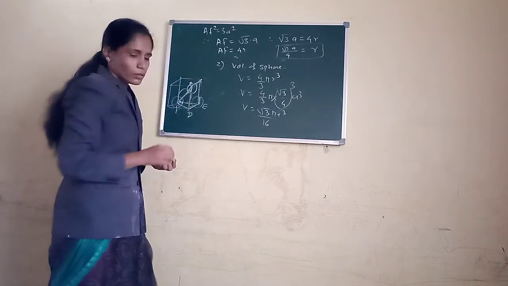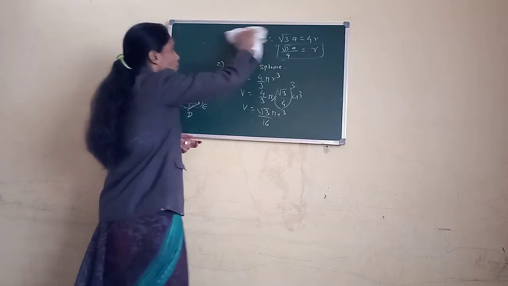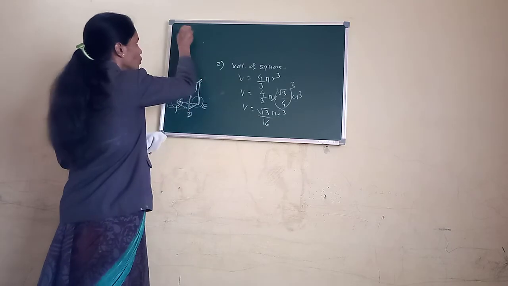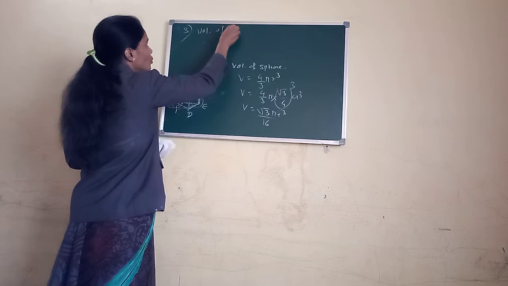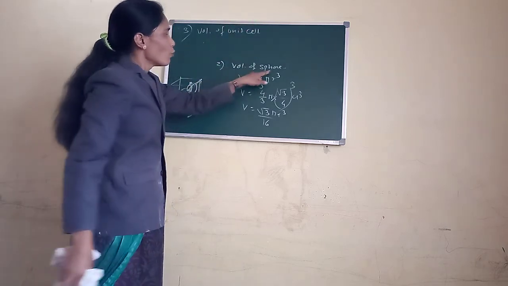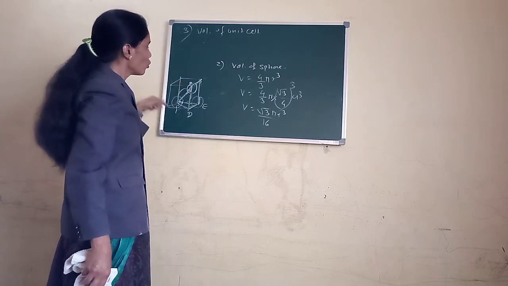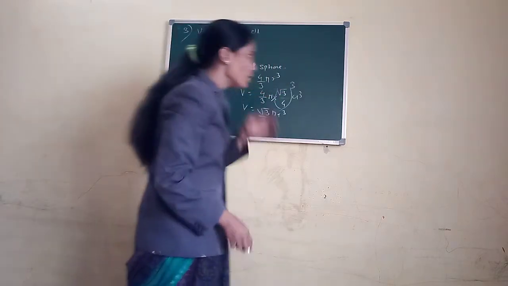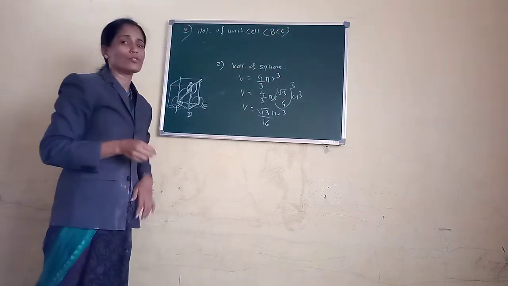Again, third step is to find out the total volume of unit cell. Second is volume of only one sphere, from which we calculate the volume of whole unit cell. Volume of unit cell of BCC. This type is for BCC, means body centered unit cell.